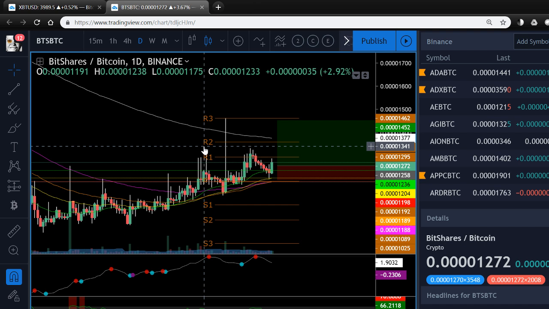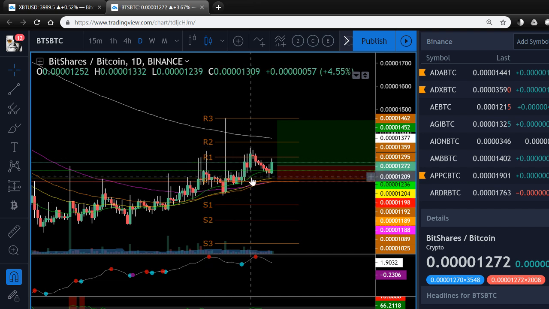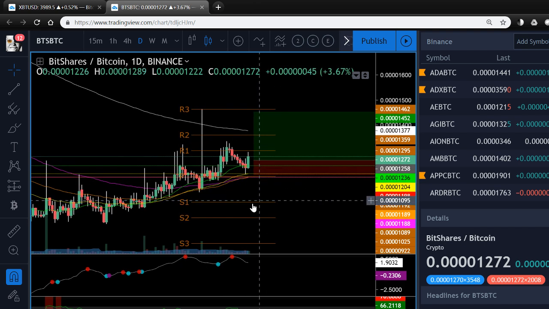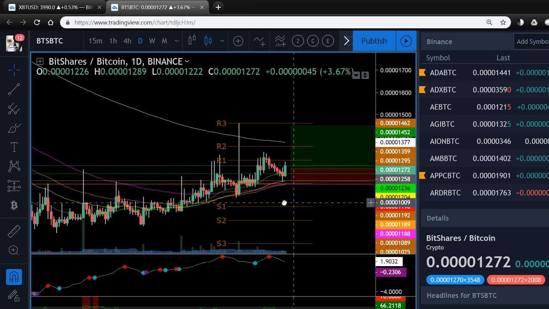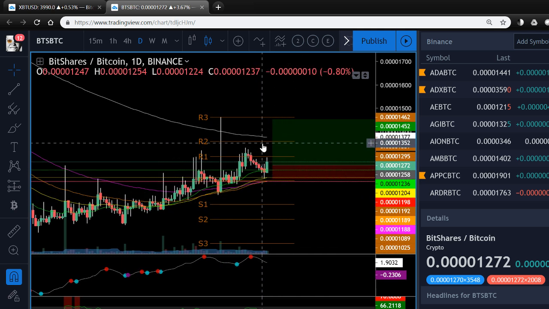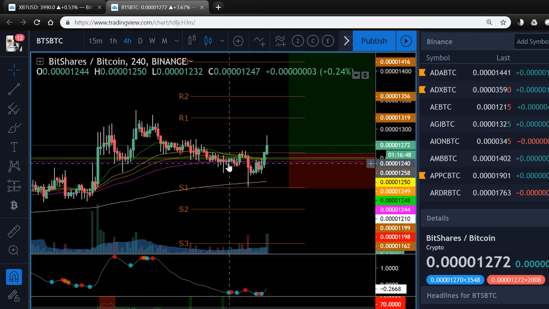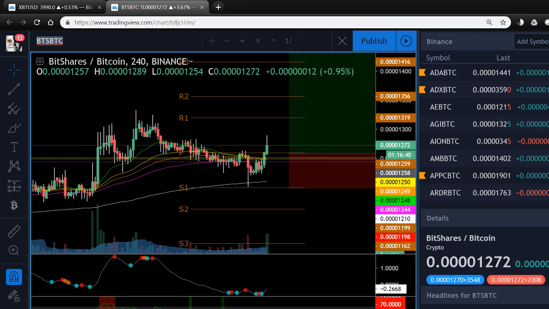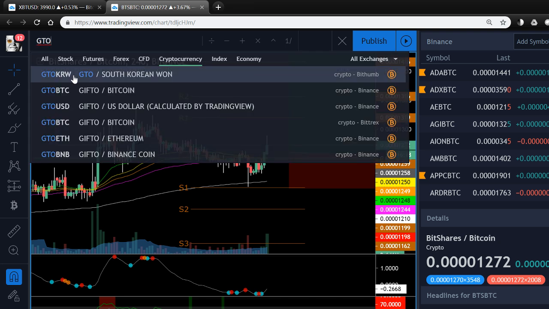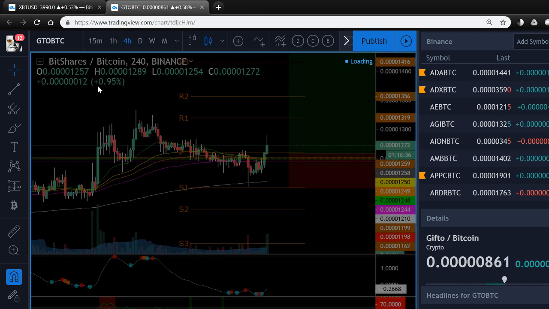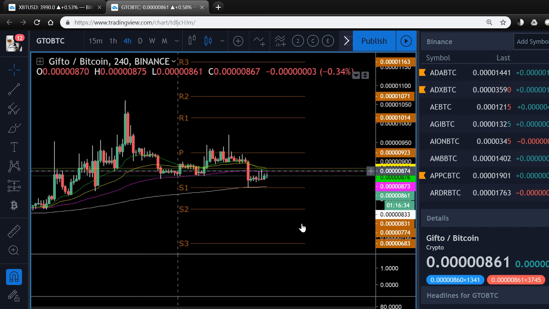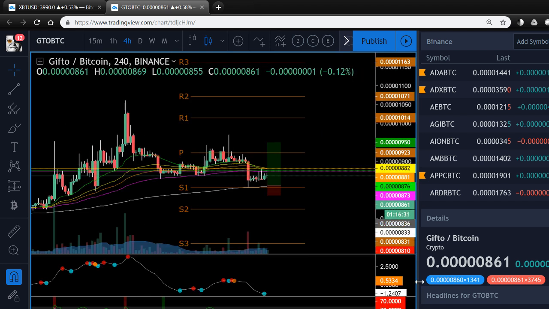Yeah, so that's what I got in. That's why I thought that was a pretty good trade possible. Once it crosses up here, it's going to be another trade. So let's see what else we gave. GTO. All right, let's take a look at GTO.